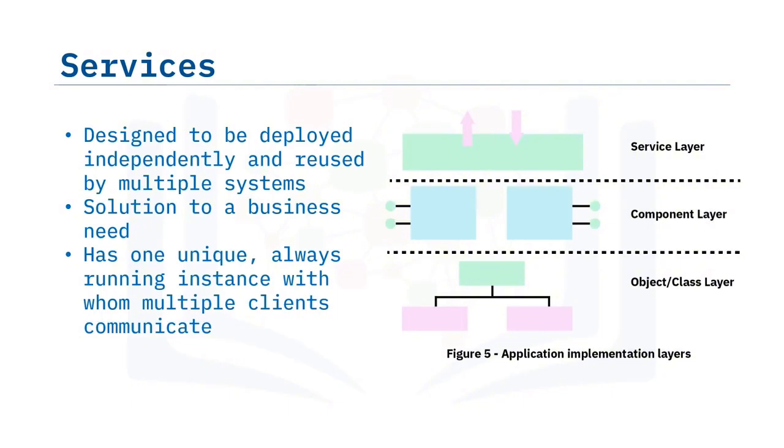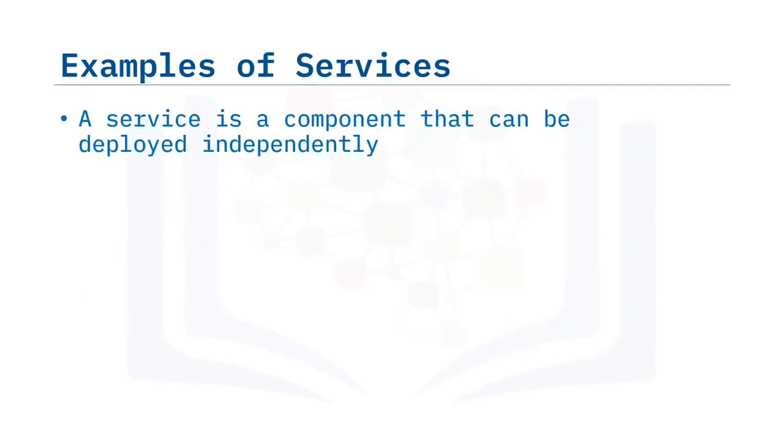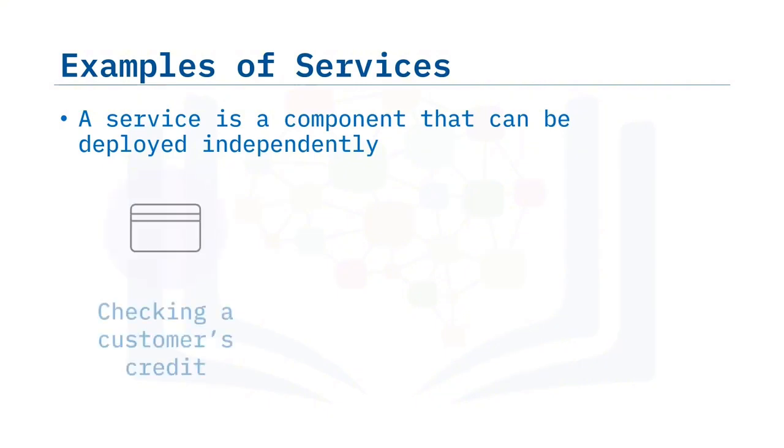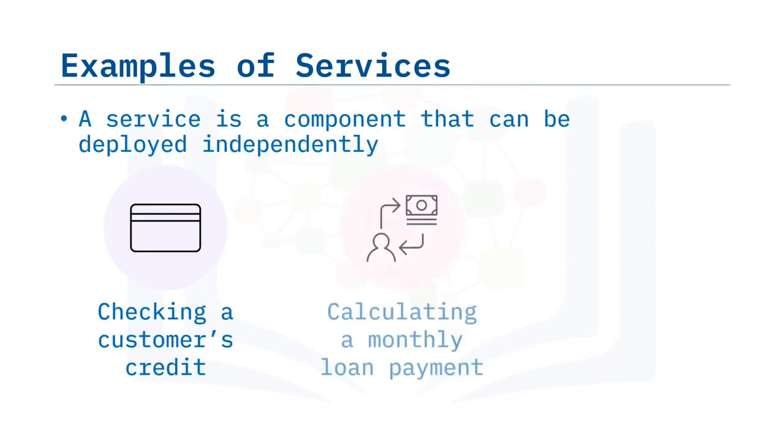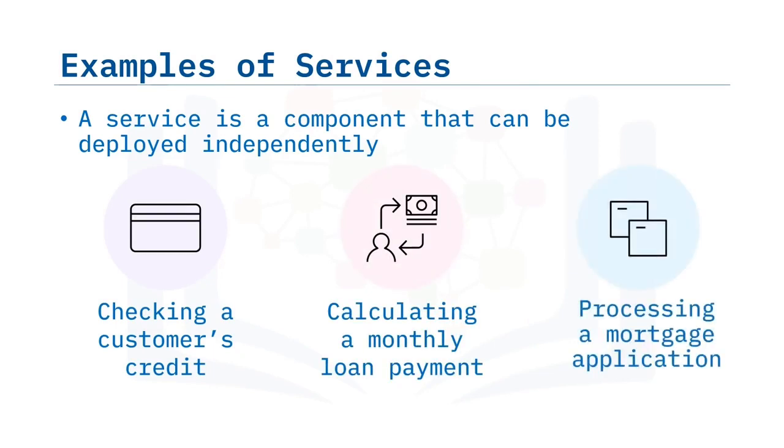This diagram displays the relationship between objects, components, and services in a layered architecture. Services are made of components, and components consist of objects. A service is a type of component. It is meant to be deployed independently of the overall system. Examples of services include checking a customer's credit, calculating a monthly loan payment, or processing a mortgage application.